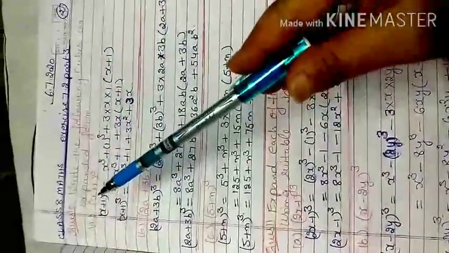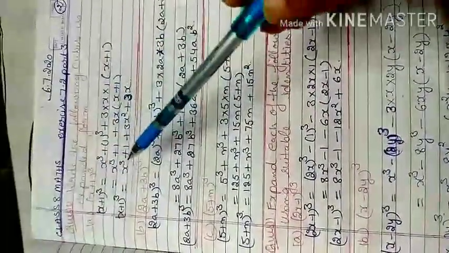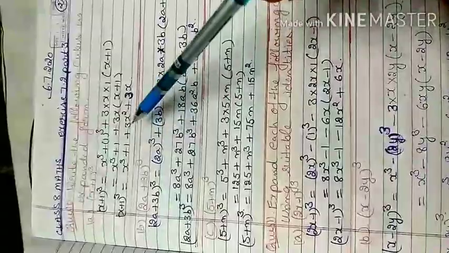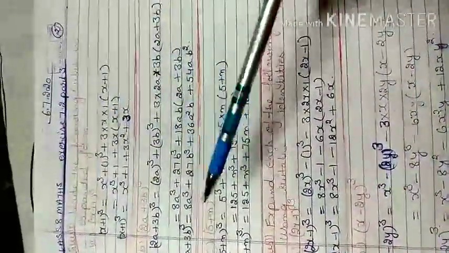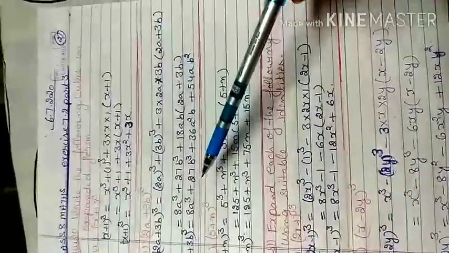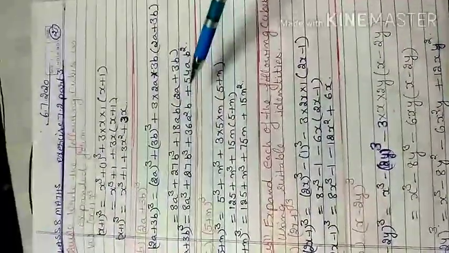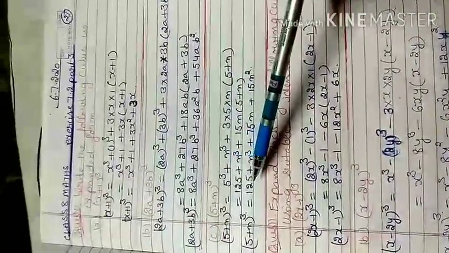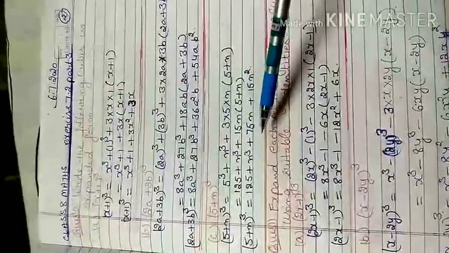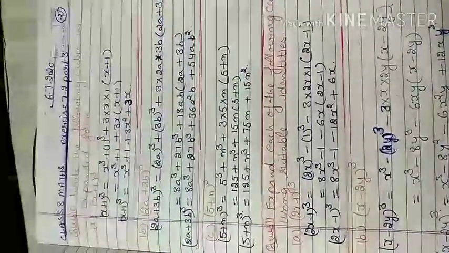If I have (x plus 1) whole cube, I can directly apply the formula. I get the answer x cube plus 1 plus 3x square plus 3x. Similarly (2a plus 3b) whole cube, when I apply the formula, gives 8a cube plus 27b cube plus 36a square b plus 54ab square. And the c part also, when you apply the formula, gives 125 plus n cube plus 75n plus 15n square.